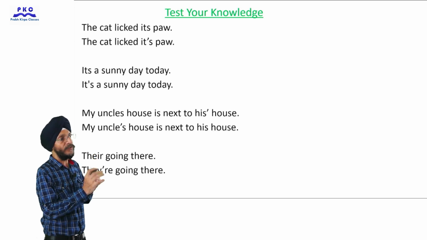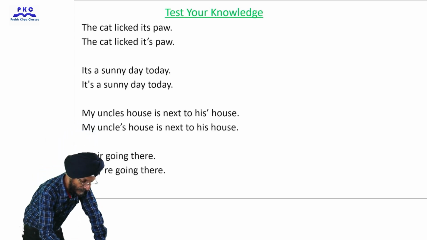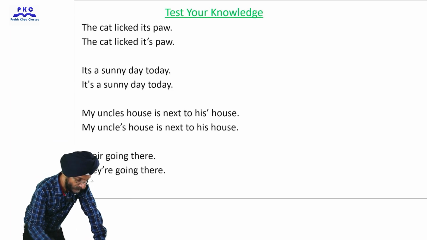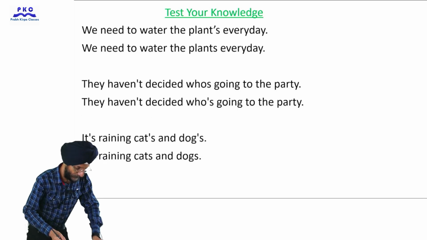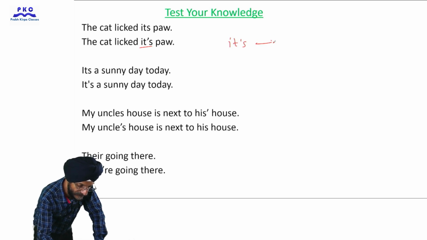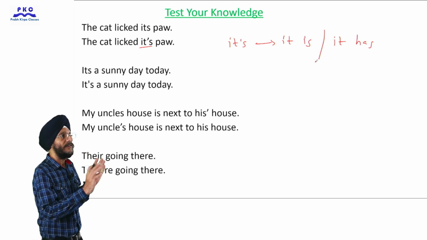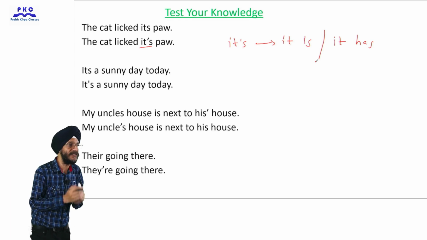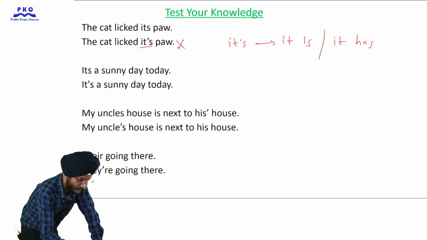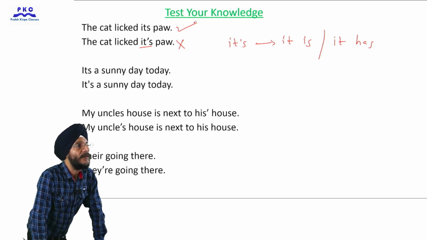Now we will test our knowledge to understand how far we have been able to understand the usage of apostrophes. Here we have two options before us: the cat licked its paw or the cat licked it's paw. Here in the second sentence, it has been written as it apostrophe s. It stands for it is or it has. So whether it is or it has fits into the second sentence: the cat licked it is paw, the cat licked it has paw. No, it does not fit. The first sentence, the cat licked its paw, is okay. It shows that the paw belongs to the cat.